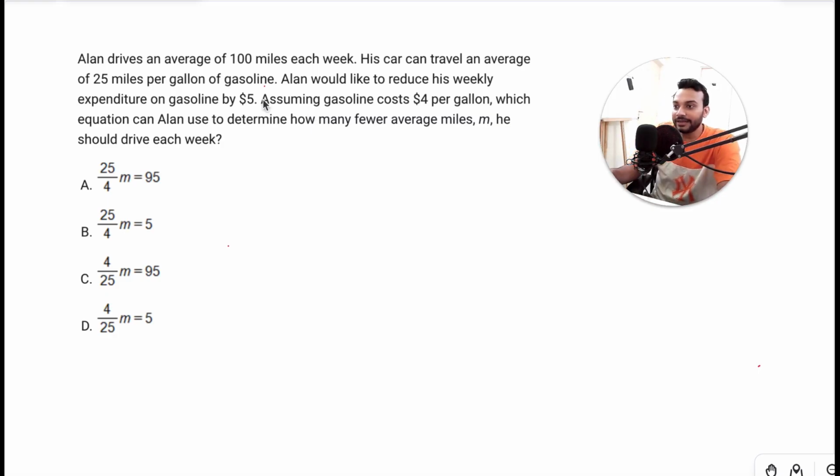Okay, so right now he's driving 100 miles each week, and his car can travel an average of 25 miles per gallon of gasoline. So how many gallons of gasoline is he consuming?